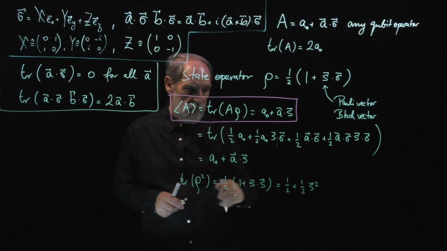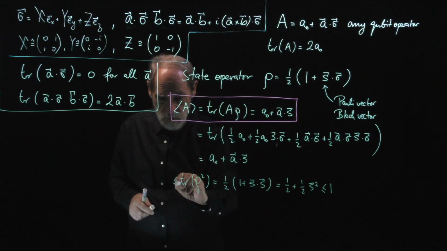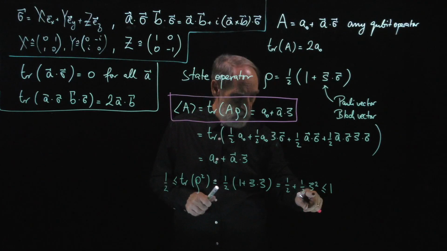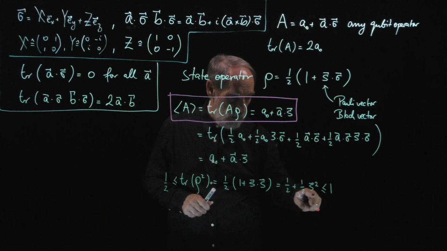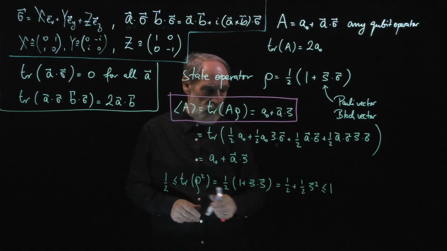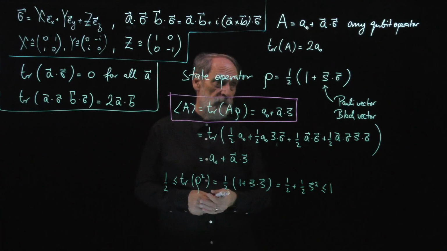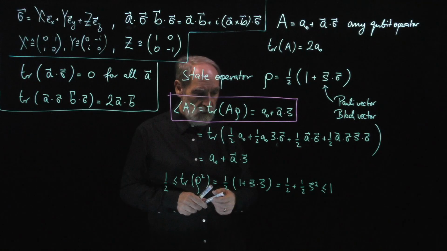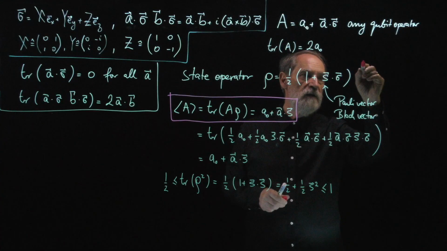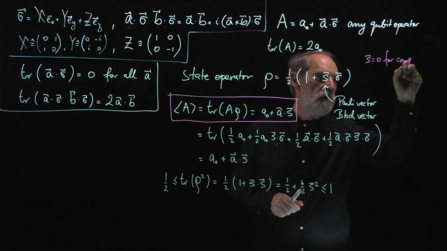But we know that the trace of rho squared cannot exceed 1. And since this is a two-dimensional system, it has to be at least a half. It's clearly larger than a half because S squared is positive, and so we're adding something positive to a half. So it is always larger than a half, and it will only be equal to a half when the S vector is the null vector. Then we have the completely mixed state. So let's note this: if S is 0, that happens for the completely mixed state.